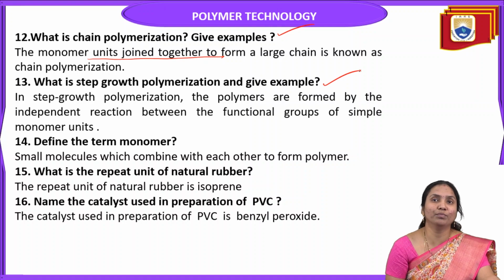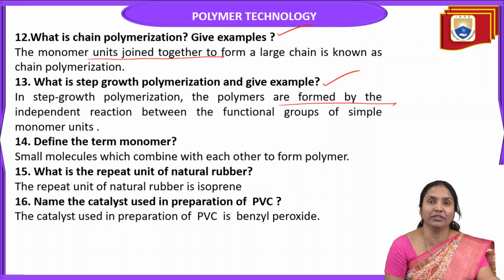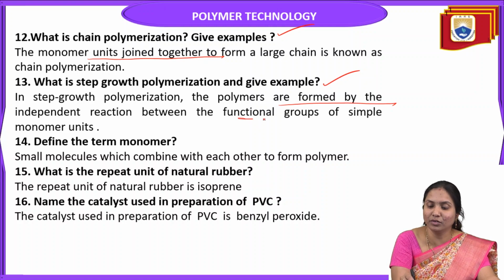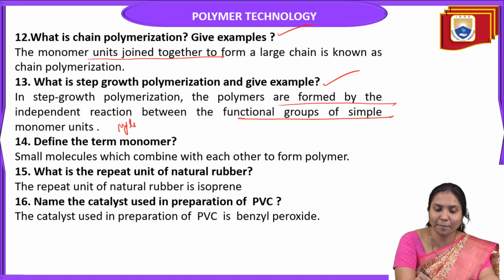And the next question is, what is step growth polymerization? Give examples. Step growth polymerization is also called condensation polymerization. Here the polymers are formed by independent reactions between functional groups of simple monomer units, eliminating a byproduct. This type of polymerization is called step growth polymerization. The best examples are nylon 6,6, terylene, and bakelite.